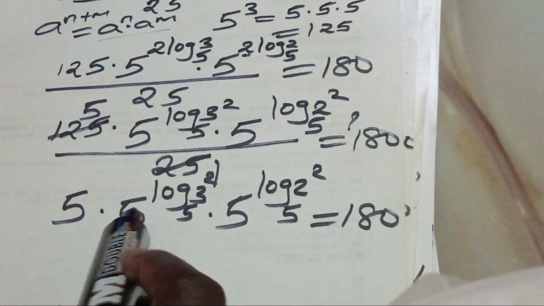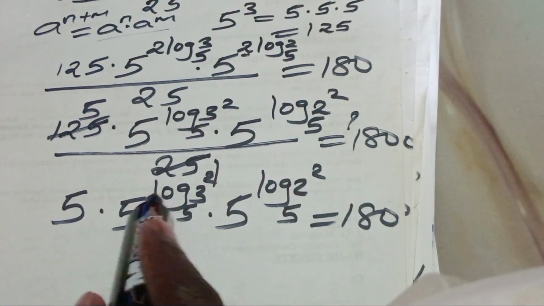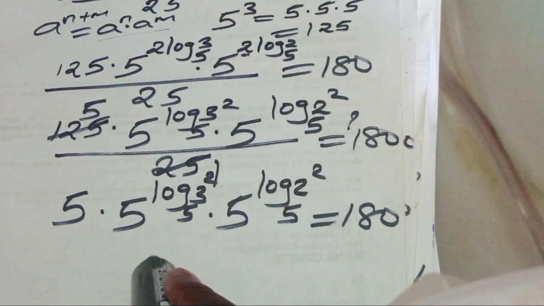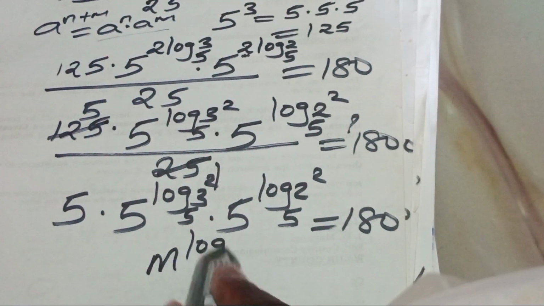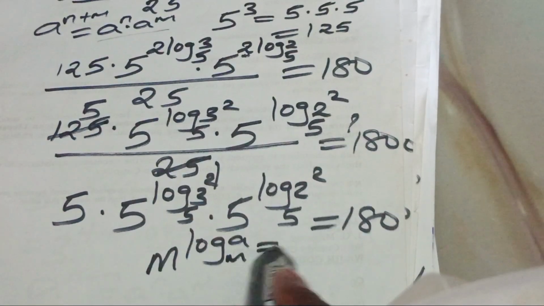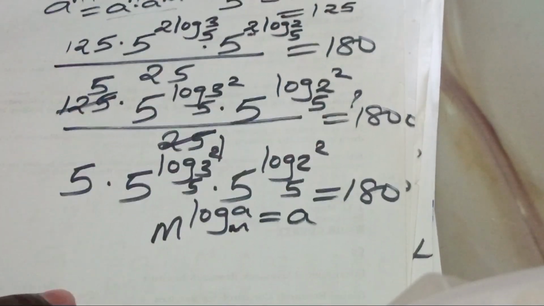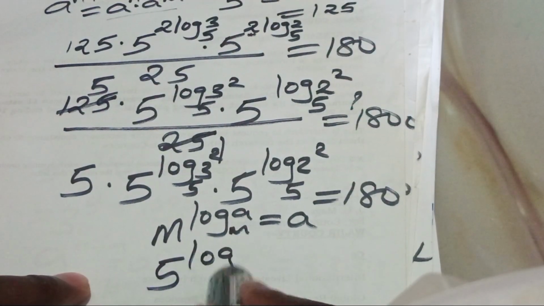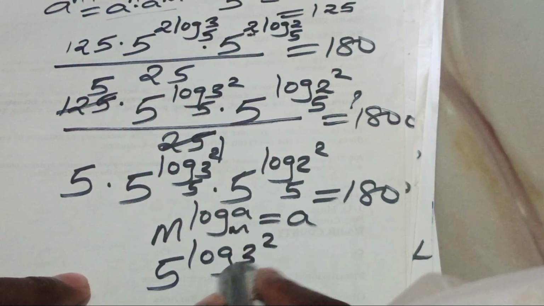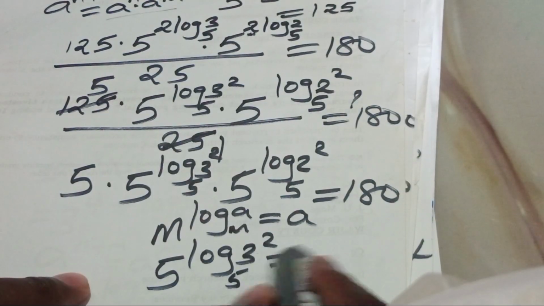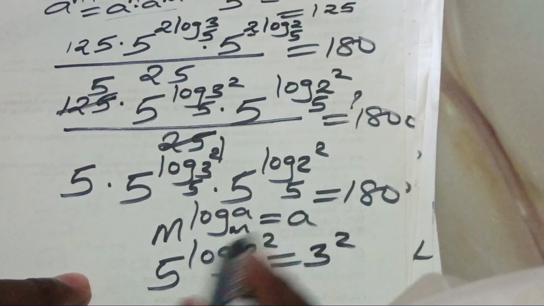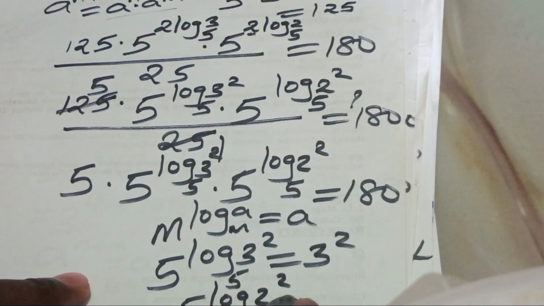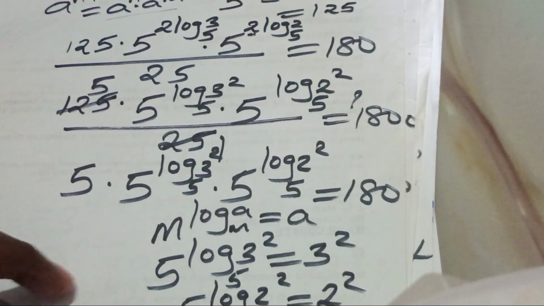Now 5 to the power log 3 squared to base 5, and 5 to the power log 2 squared to base 5, this is in the form of m to the power log a to base m, which is basically equal to a. Now applying this logarithm property, 5 to the power log 3 squared to base 5 is the same thing as 3 squared, and 5 to the power log 2 squared to base 5 is the same thing as 2 squared.